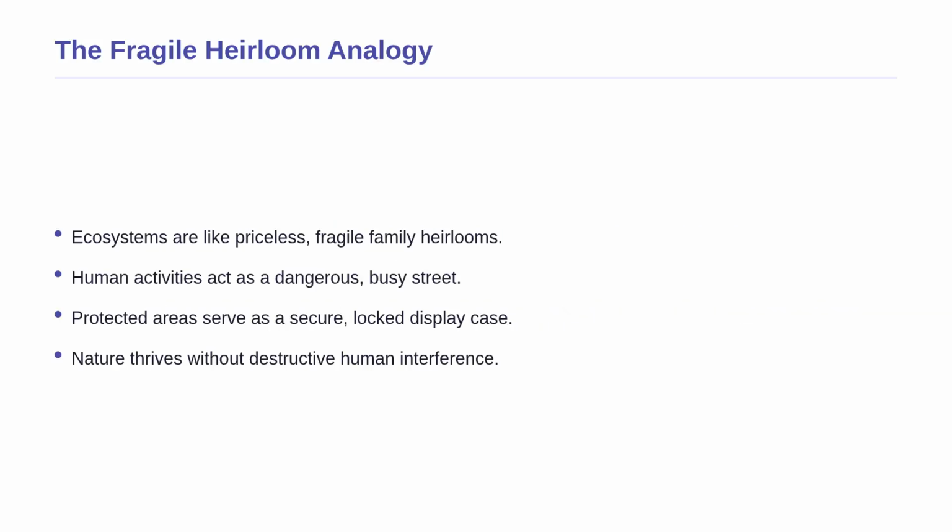To start, imagine you have a priceless, fragile family heirloom, like an ancient glass vase. You certainly would not leave it in the middle of a busy street where passing cars or careless pedestrians could smash it. In the natural world, our endangered animals, rare plants, and delicate ecosystems are exactly like that priceless glass vase. Human activities, such as aggressive logging, unregulated hunting, and rapid city building, represent that dangerous busy street.